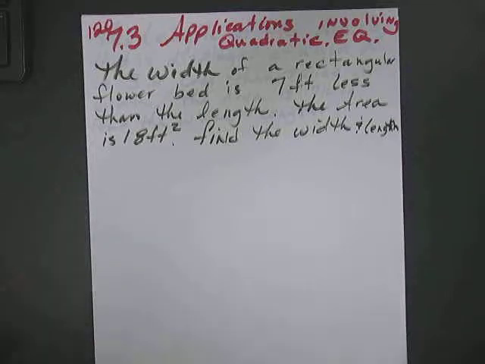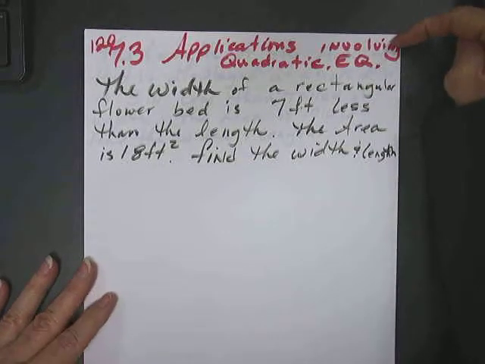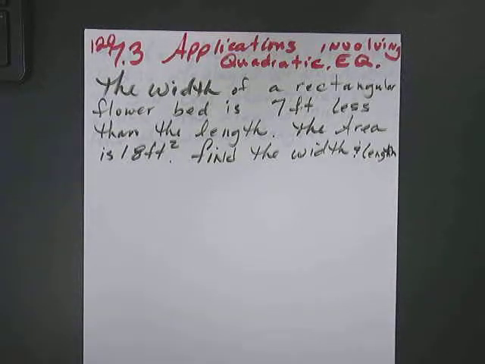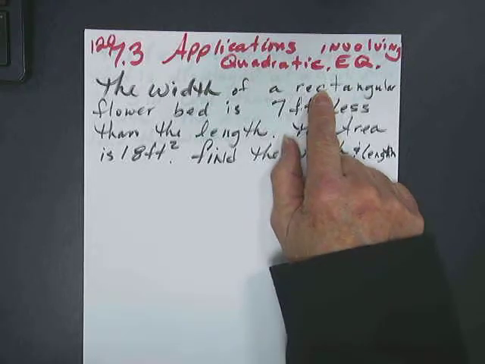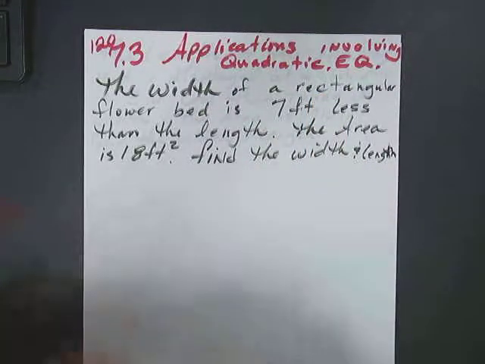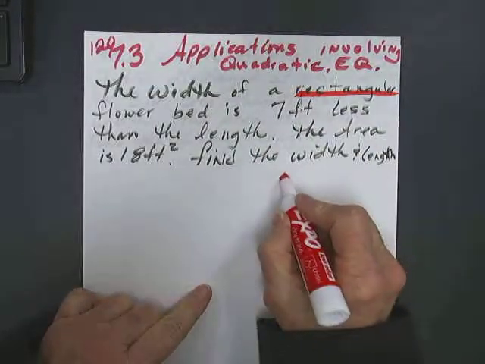Okay, 7.3 is applications, word problems that involve quadratic equations. They'll be written in words, and you have to figure out how to set them up. That's the trick of it. It says the width of a rectangular flower bed. The first thing you want to do when you see this is draw out a rectangle.